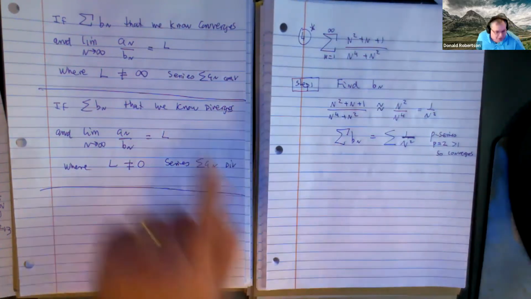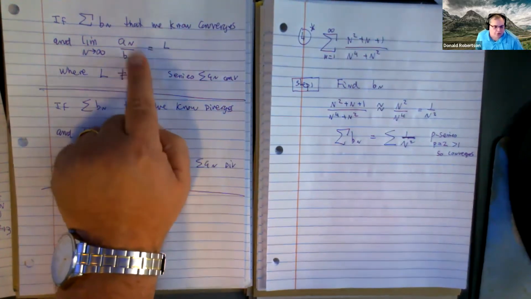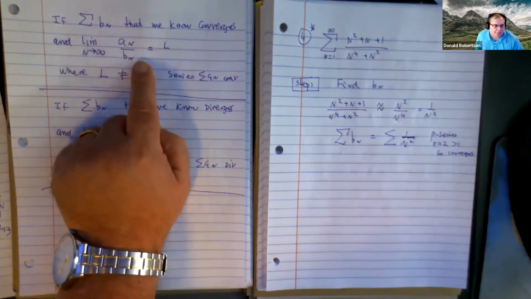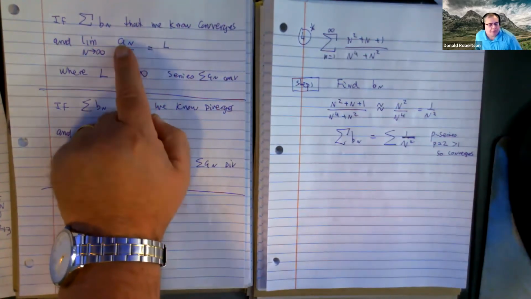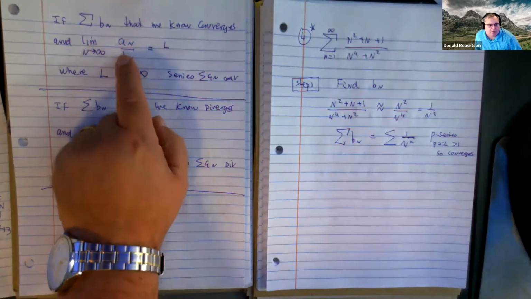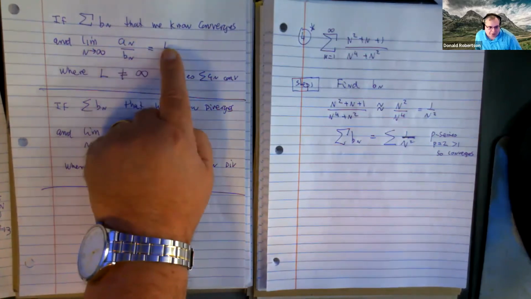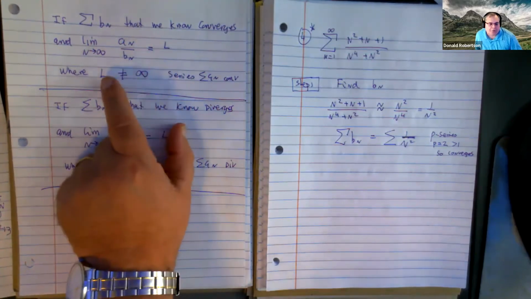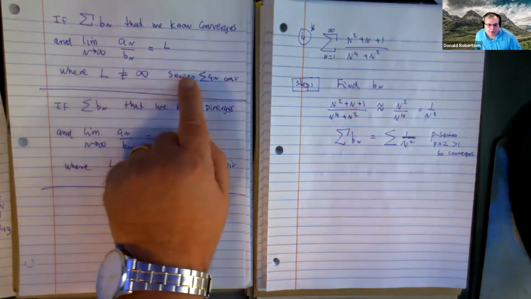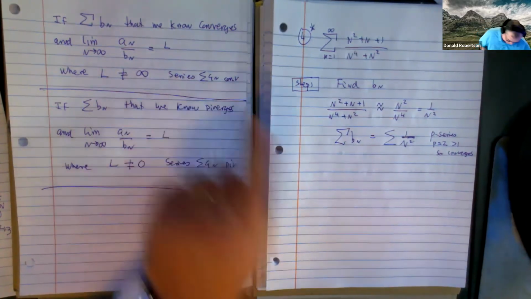Okay, so we are on number 1 up here, the top one. What we now have to do is find the limit of an over bn, get a number, and as long as that number's not infinity, we know that our original will also converge. So here goes.